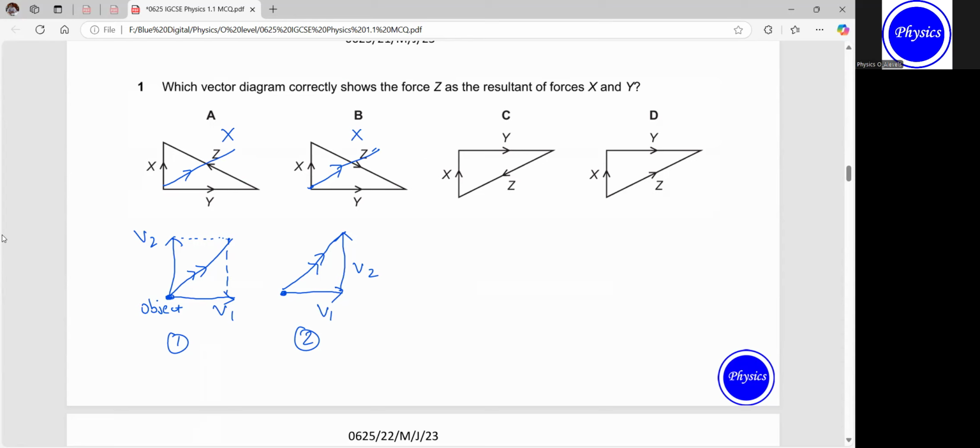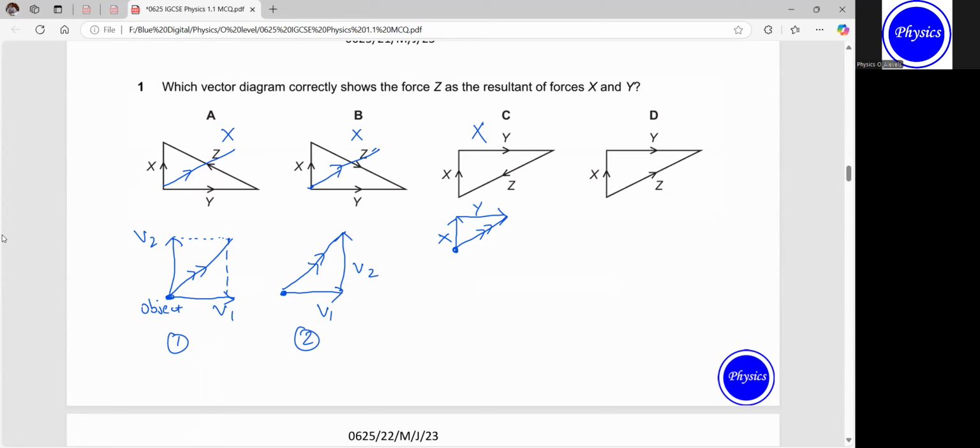How about this one? X and Y? No. In this case, the head of X meets the tail of Y. So it should start from here. This is the starting point, then it should go from the starting point to the finishing point. That is the resultant. So this is also wrong. But here Z is in the opposite direction, so it is wrong. Now for D, D is the correct option.